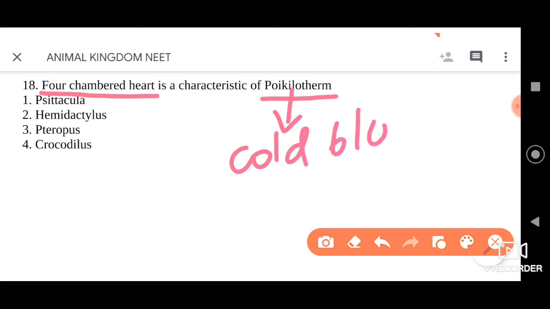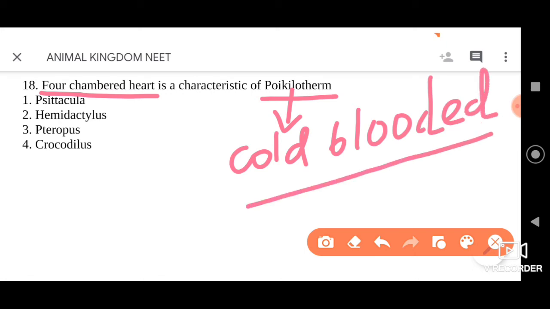So Poikilotherm here refers to cold-blooded animals. All right, so first you understand that. Okay, so now 4 options have been given.